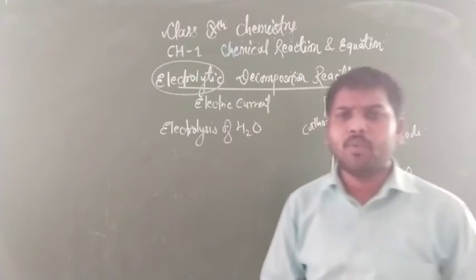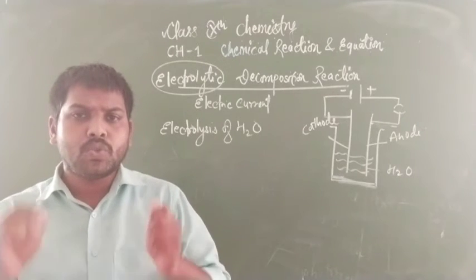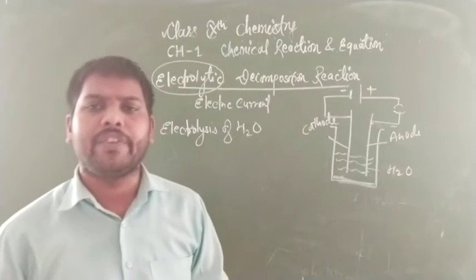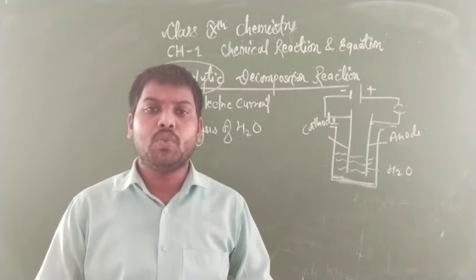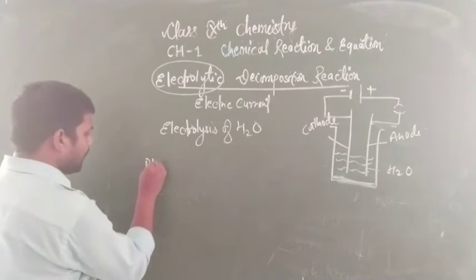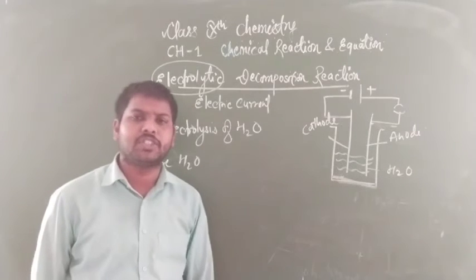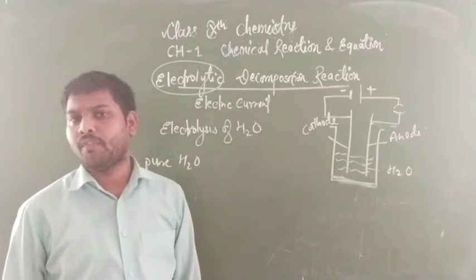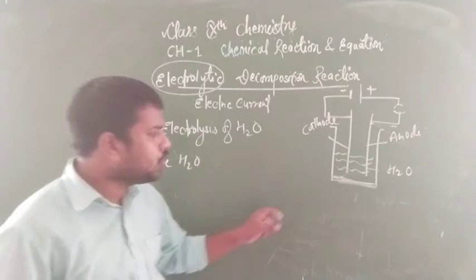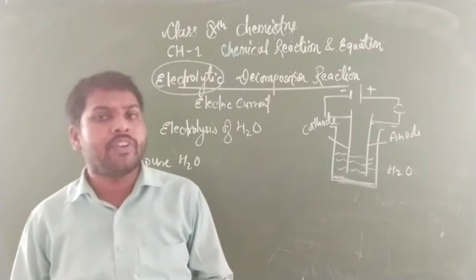Why does the compound water not break after passing electric current? The reason is that pure water, pure H2O, is a poor conductor of electricity due to absence of ions. Clear everyone? So, in order to break this compound, children, we have to make it a good conductor of electricity.